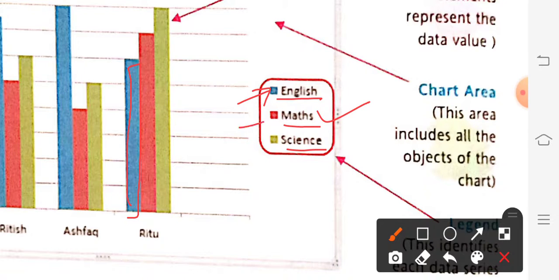For maths we are using red color. So this column represents marks in math subject. Then for science we are using green color. So this is here the column which is representing the marks in science. So we can use the different legends according to the requirement of the user.